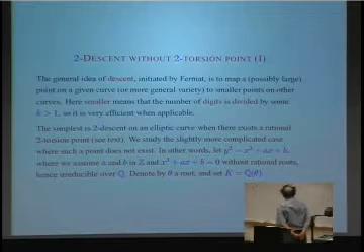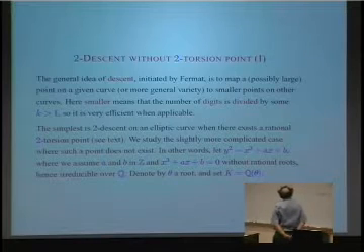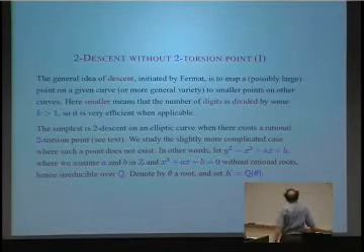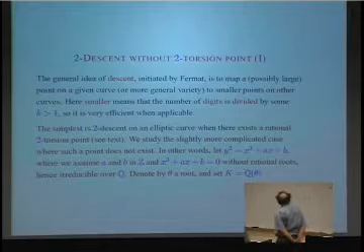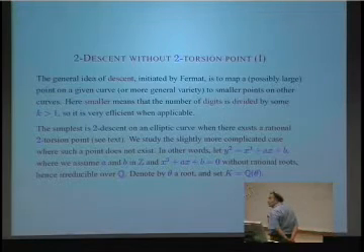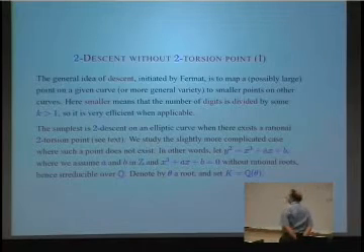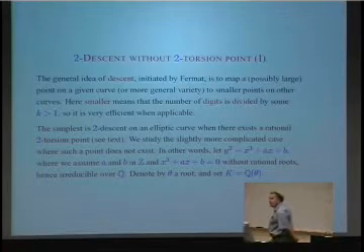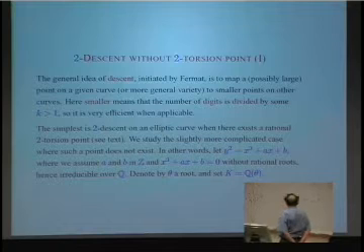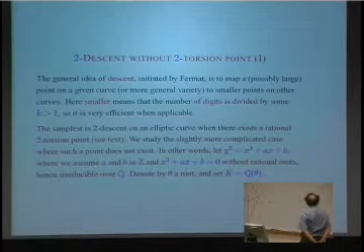Okay, so the general idea of descent, initiated by Fermat, is, as I said already, to map a large point on a given curve to much smaller points on other curves. And as I mentioned, smaller means really smaller. The number of digits is divided by something. It's really remarkable.